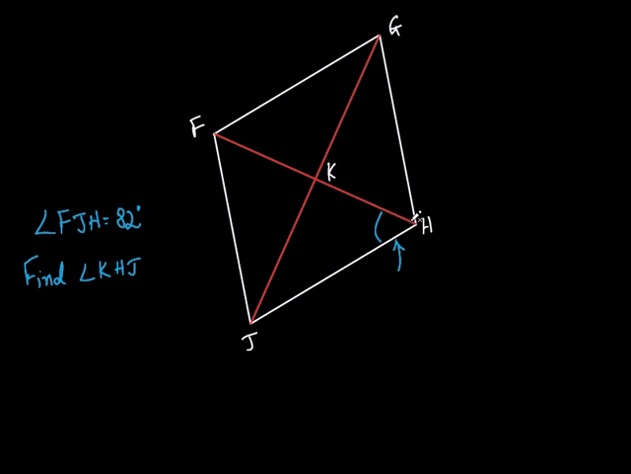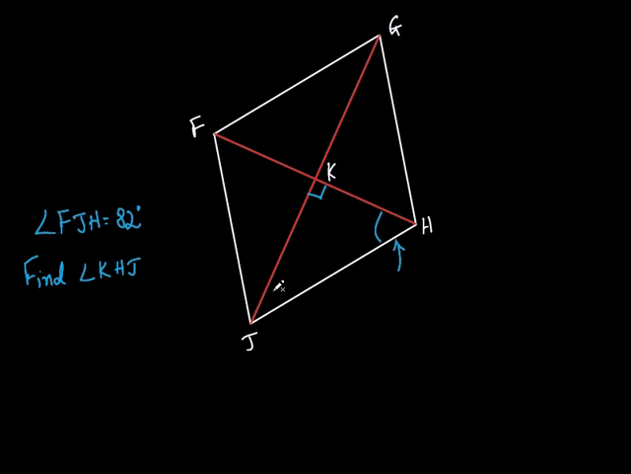Well, if I want to find this angle, it is part of this triangle right here, JKH. Do you see that triangle right there? And I know another angle in here. I know this is 90 degrees because it's a rhombus. They tell you, by the way, I should have told you that it was given that this was a rhombus with diagonals in a rhombus, okay? So if this is a rhombus, the diagonals are perpendicular to each other.